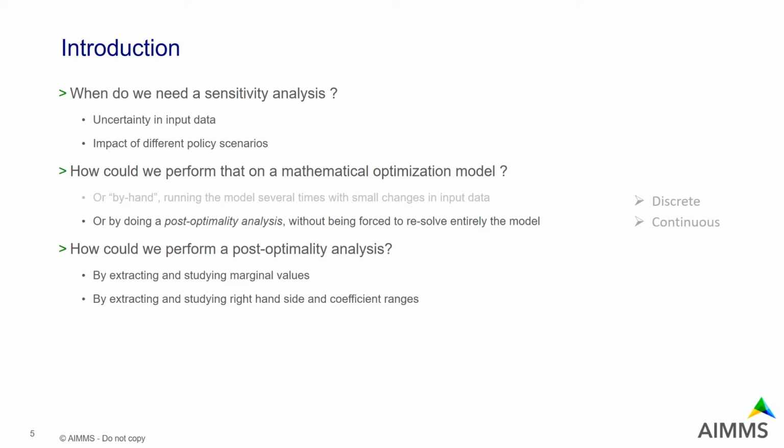Or you can do it by doing a post-optimality analysis, so without being forced to resolve the entire model and basically by using the marginal values. So this is a continuous way of doing it because this post-optimality analysis is performed thanks to quantities that are mathematically calculated. So how could we perform those kinds of post-optimality analysis? Well, basically by extracting and studying marginal values, which means shadow price and reduced cost, and by extracting and studying right-hand side ranges and coefficient ranges.